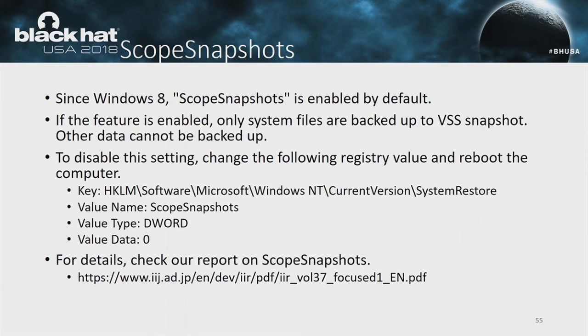And now I want to talk about scope snapshots because it is one of the very important parameters of VSS. Since Windows 8, scope snapshots is enabled by default. If the feature is enabled, only system files are backed up to the VSS snapshot. Other data cannot be backed up. To disable this setting, change the following registry value and reboot the computer. Okay, this registry key and values. For details, check our report on scope snapshots.